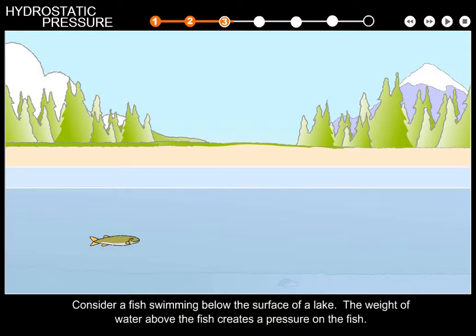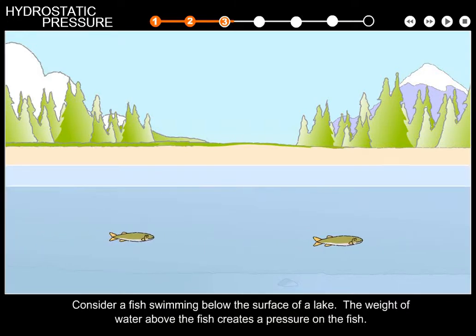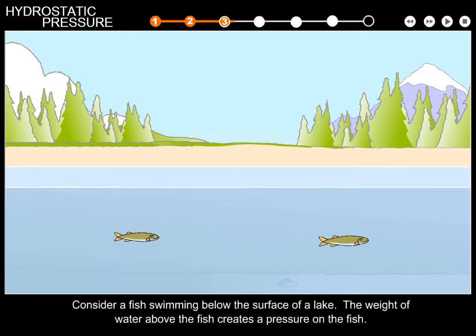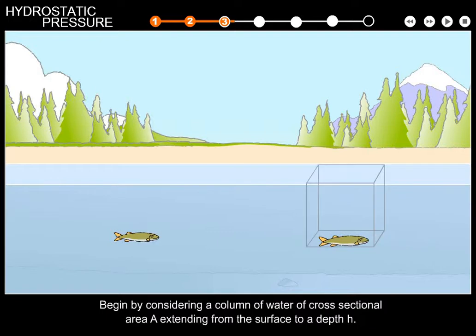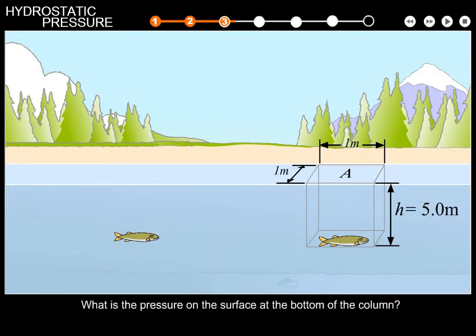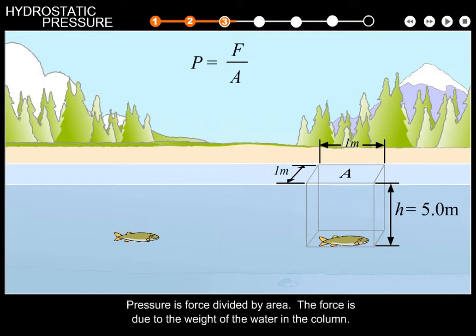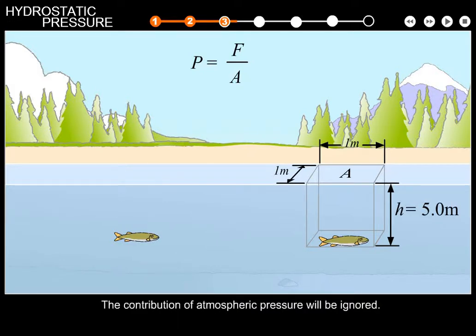Consider a fish swimming below the surface of a lake. The weight of water above the fish creates a pressure on the fish. Let us calculate that pressure. Begin by considering a column of water of cross-sectional area A extending from the surface to a depth h. What is the pressure on the surface at the bottom of the column? Pressure is force divided by area. The force is due to the weight of the water in the column. The contribution of atmospheric pressure will be ignored.